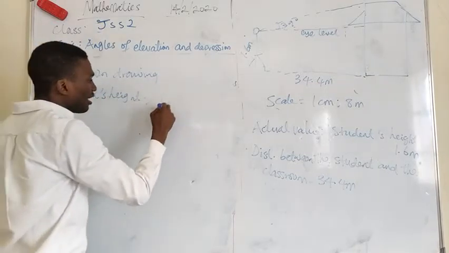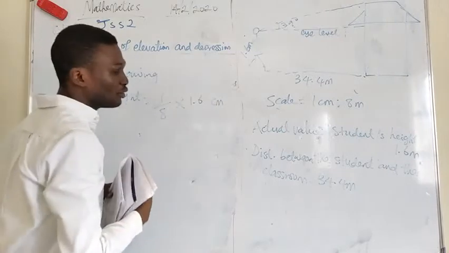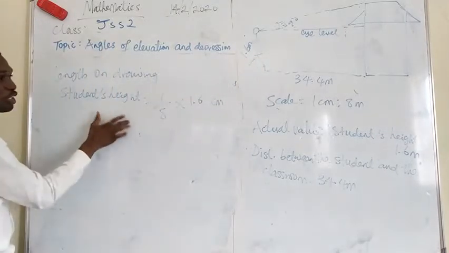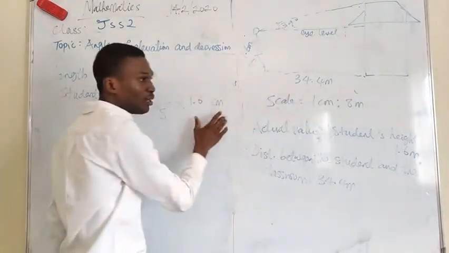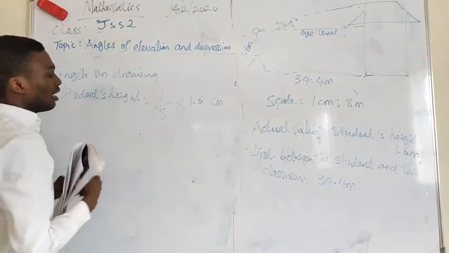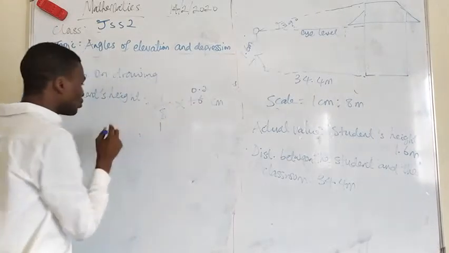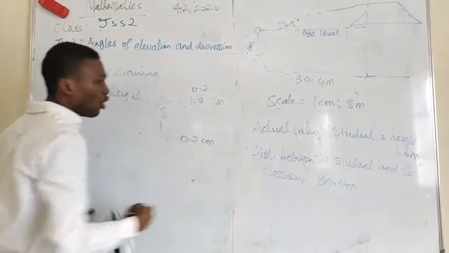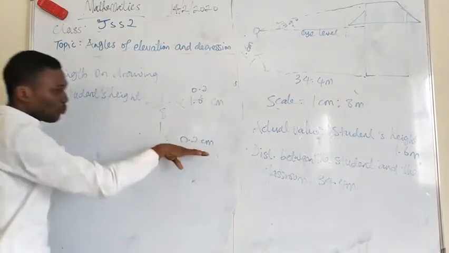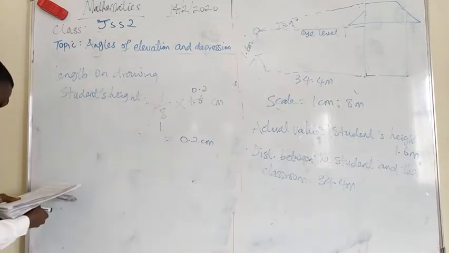We have student's height to be 1/8 times 1.6 in cm. This is looking for the length of the drawing. This 1.6 meters is the actual length of the student. We are now looking for the length on the board using this scale. For each 1 cm on the board should represent 8 meters on the actual value. So we say 1/8 times 1.6. And if you do that, 8 into 1.6 equals 0.2. So we have the student height to be 0.2 cm on the board. That means 1.6 meters of the real size of the student gives us 0.2 cm on the board. So that is the student's height for length on drawing.